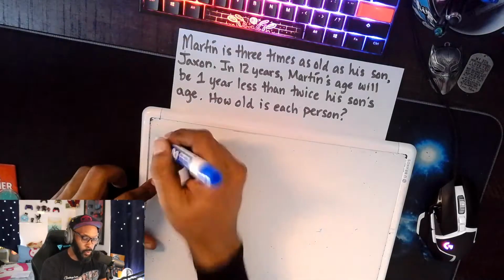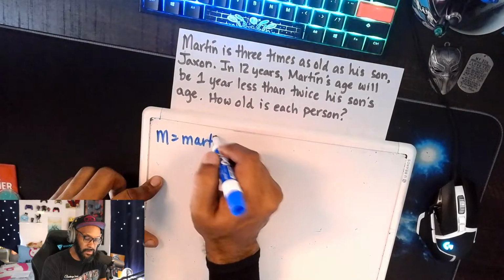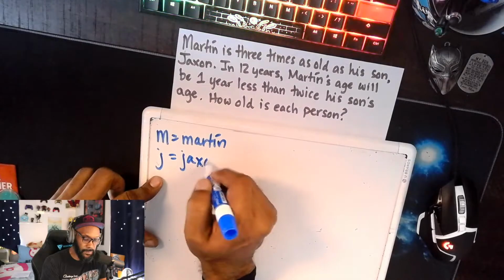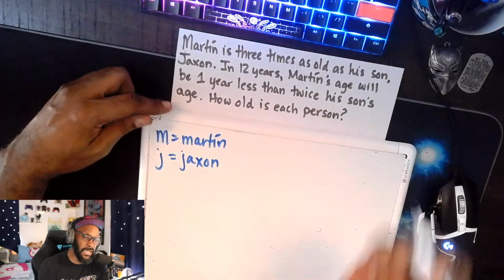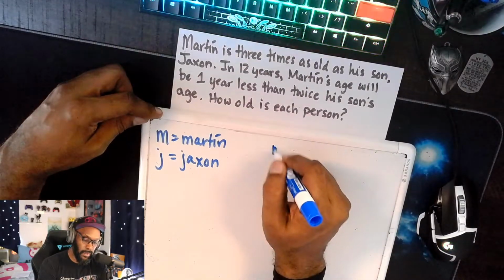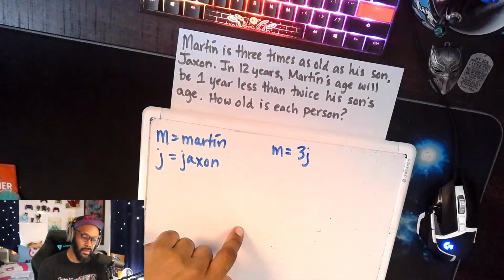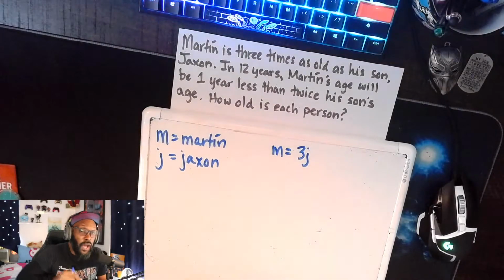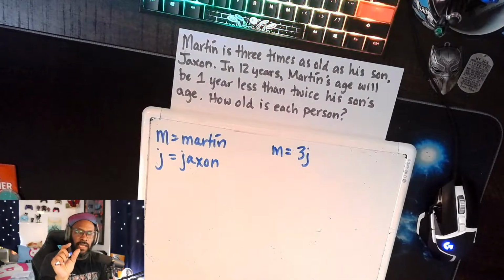Okay, we know we have to come up with variables. So I'm going to use M for Martine and J for Jackson. We know at the beginning it says Martine is 3 times as old as his son. Let's think about translating that, you all. M, 3 times, 3J. Now let's take this next piece, because this is uber important. In 12 years from now, Martine, right? Let's just deal with that.